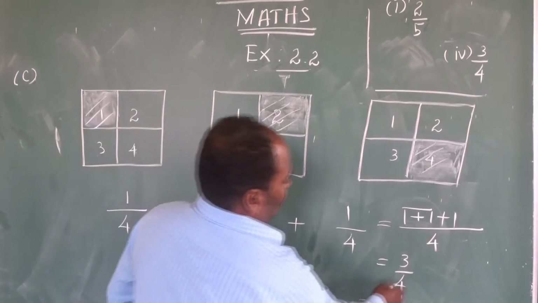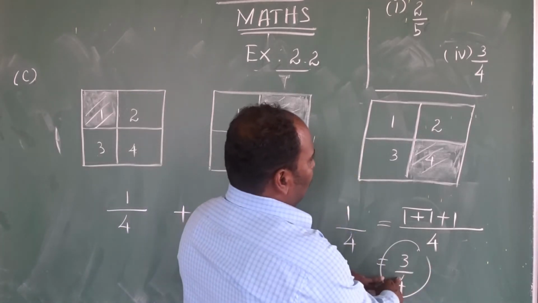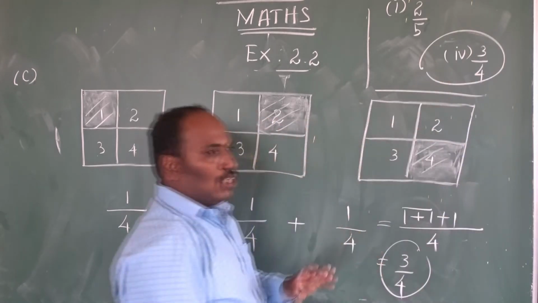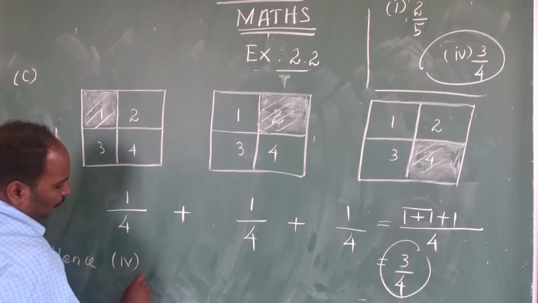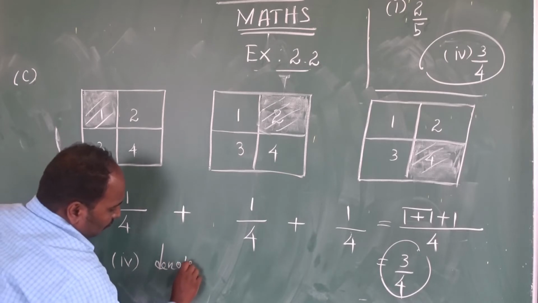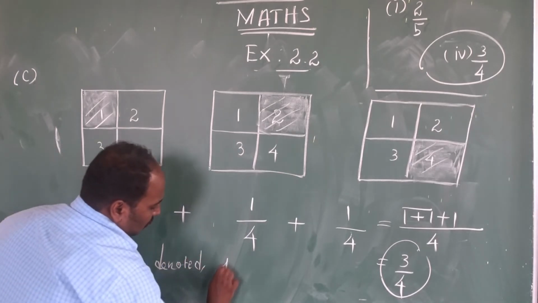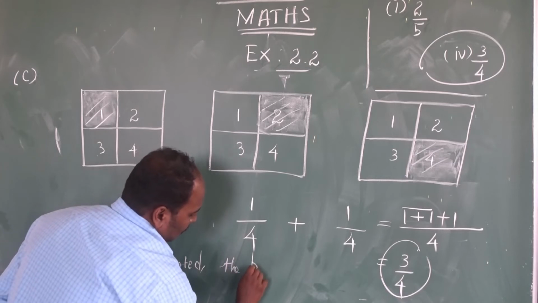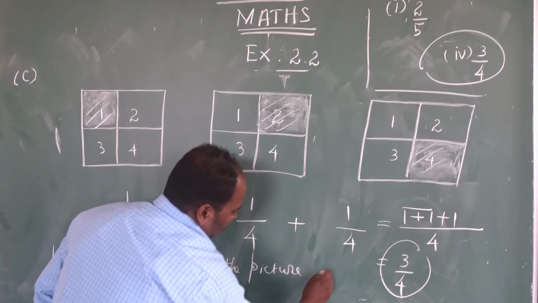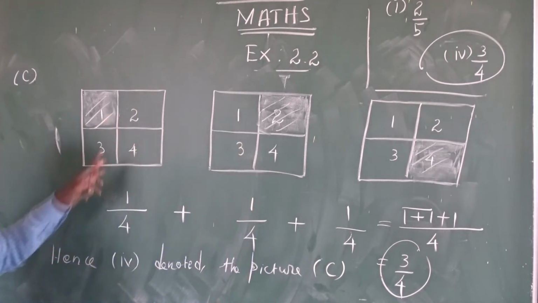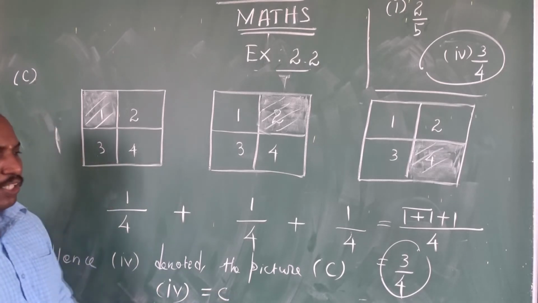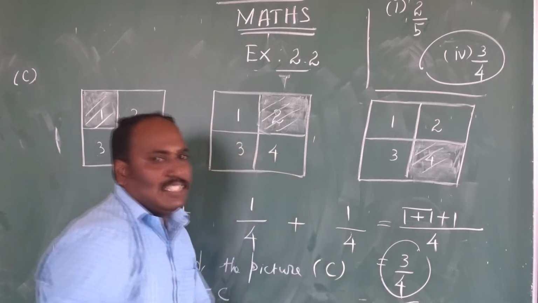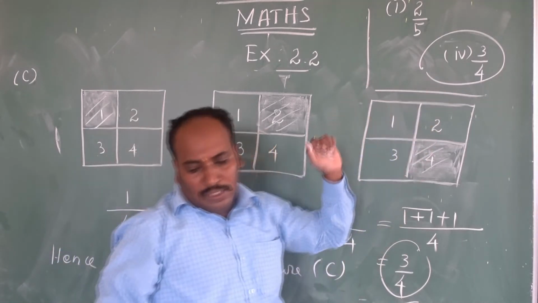We compare our answer. 3 by 4 is equal to the fourth one. Hence, the fourth one is denoted by the picture C. That means the fourth one is equal to C, because C is equal to 3 by 4, and the fourth one is also 3 by 4.